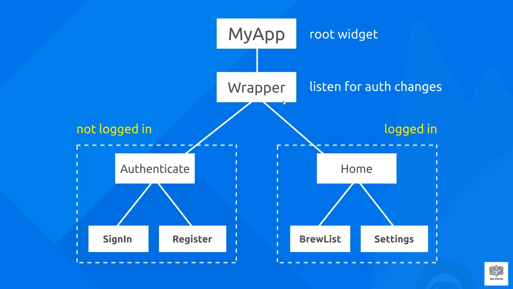Now, how the wrapper listens for those different changes, we're going to discuss in detail later. And we're also going to be discussing how these other widgets over here are going to be interacting with our Firestore database as well to show and update data inside this brew list widget. But for now, let's just flesh out this general structure of the application.